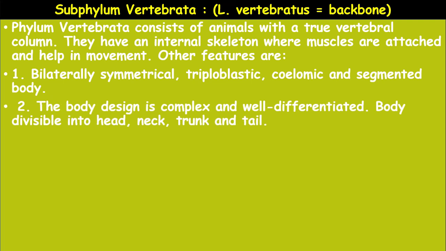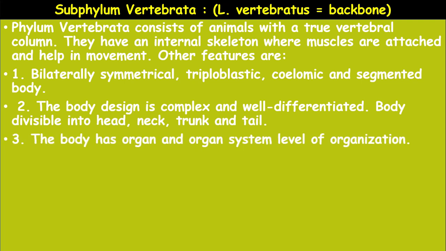The second characteristic feature, the body design is complex and well differentiated. The body divisible into head, neck, trunk and tail. The body has organ and organ system level of organization. In the beginning we have discussed there are different levels, 4 levels of organization: cellular level, tissue level, organ system level. So here organ and organ system level of organization is seen.